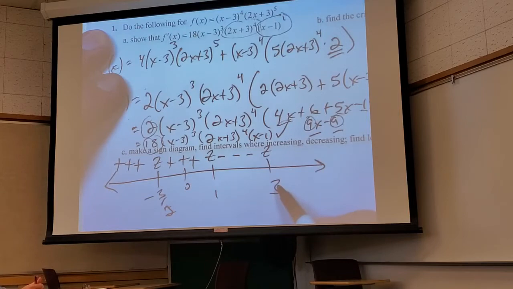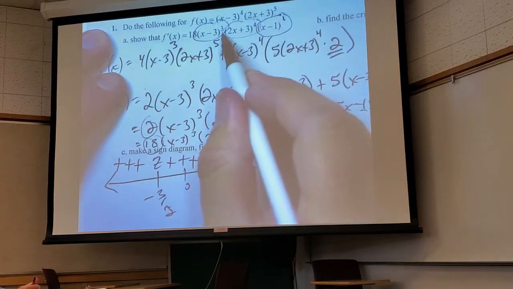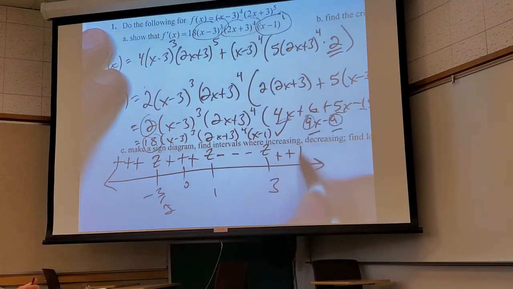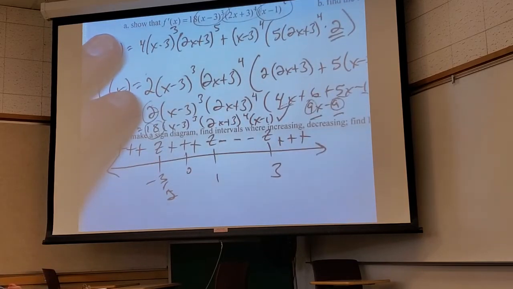So where'd 3 come from? Another odd one, right? Third power. So it's going to change signs again. So you could underneath draw really quick. It's going up, then it's flat, then it's going up, then it's flat, then it's going down, then it's flat, then it's going up.